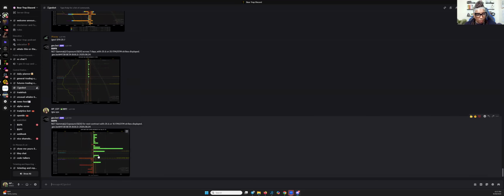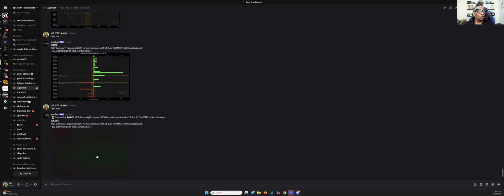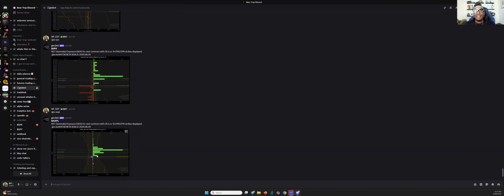So let's say you wanted the gamma exposure for Apple. Let me put GEX in there. Let me type in the right stuff first. People do this all day long to see the gamma exposure for different things at any time.